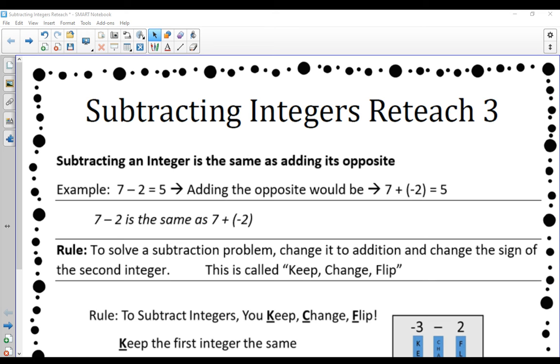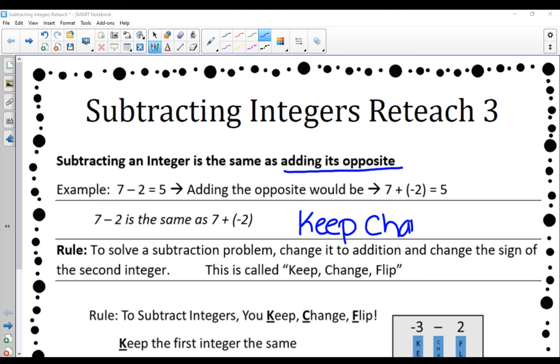Right here, it says subtracting an integer is the same as adding its opposite. Okay, so that is what we've been talking about. It's talking about adding its opposite, which is something we've been working with for a while now, so we should be good there, okay? Now, this one is going to say keep, change, flip. We're going to change that flip to change since we've been doing our keep, change, change. And that is how we've been doing this.